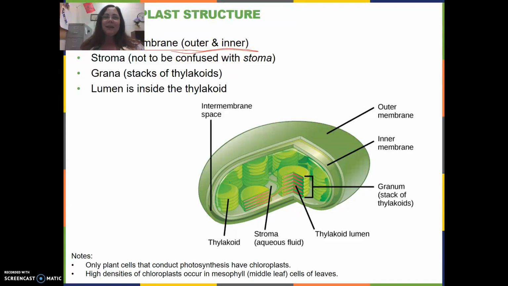The stroma, notice it says not to be confused with stoma. Stoma are the pores in the underside of a leaf for gas exchange. The stroma is the fluid-filled region in a chloroplast where the Calvin cycle reactions occur. Grana are stacks of thylakoids. The thylakoids contain chlorophyll. They contain the pigment chlorophyll as well as some other pigments that exist to capture sunlight. And you may see the term lumen. That is the space inside the thylakoid.